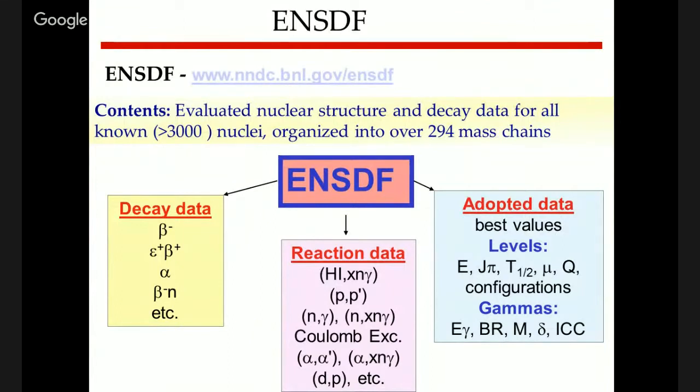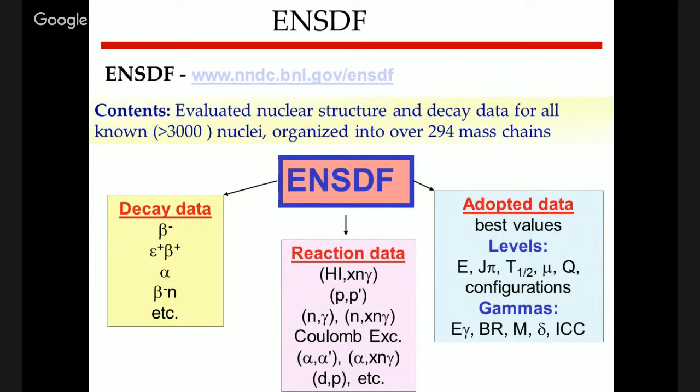You see, ENSDF has data for over 3,000 nuclides. And the data are stored in data sets. There are three kinds of data sets: decay data sets, reaction data sets, and adopted data sets. Decay data sets have information on beta minus, electron capture, alpha, delayed neutrons, etc. Reaction data sets have data on reactions. And adopted data has only levels and gammas.